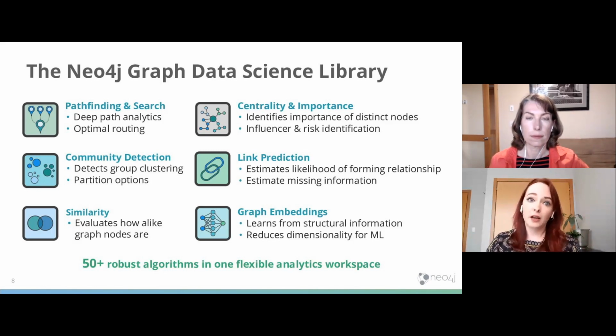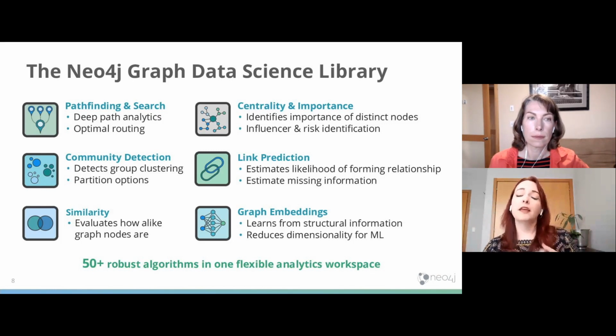We have the similarity algorithms that let you say, given two nodes, how similar are they based on, say, their neighboring nodes, or the attributes of neighboring nodes, or the attributes of their relationships. And it lets you say, I have this node, I know that they've committed fraud. What's the most similar node in my graph to that node?